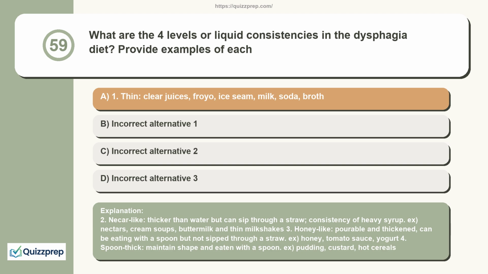2. Nectar-like: thicker than water but can sip through a straw. Consistency of heavy syrup. Examples: nectars, cream soups, buttermilk and thin milkshakes. 3. Honey-like: pourable and thickened, can be eaten with a spoon but not sipped through a straw. Examples: honey, tomato sauce, yogurt. 4. Spoon-thick: maintain shape and eaten with a spoon. Examples: pudding, custard, hot cereals.